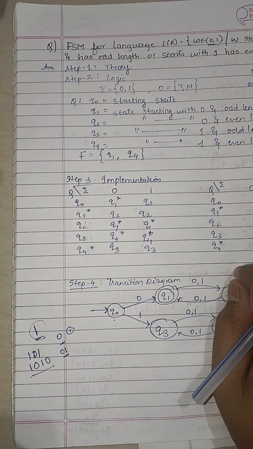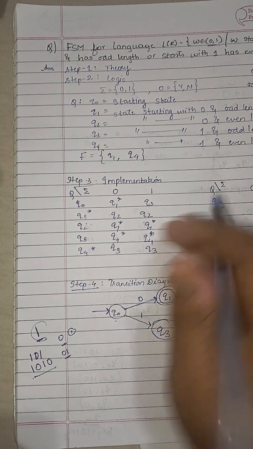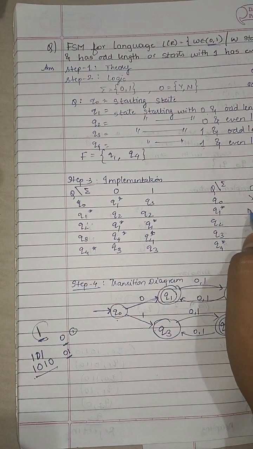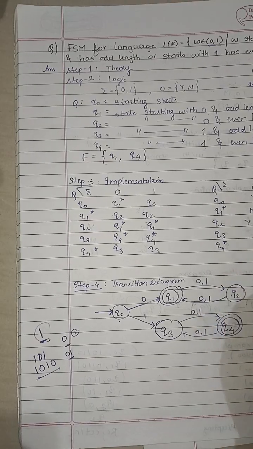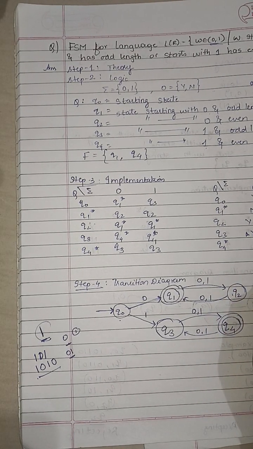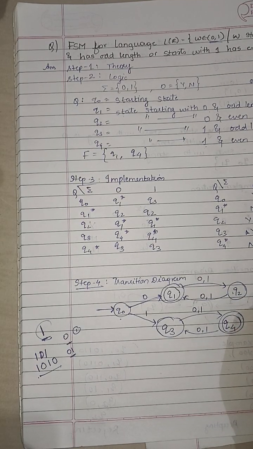Based on this, we will build the machine function table. In the machine function table, for the final states we put yes, else no. Yes, yes, and these are no.